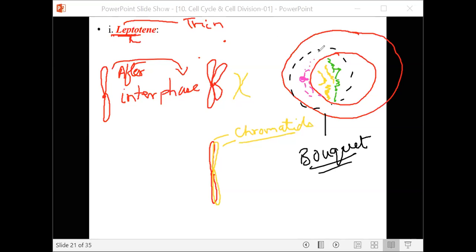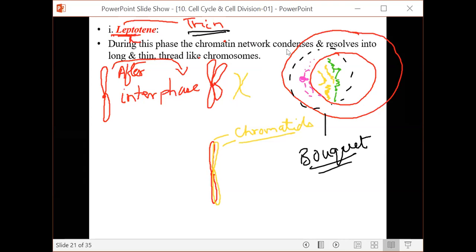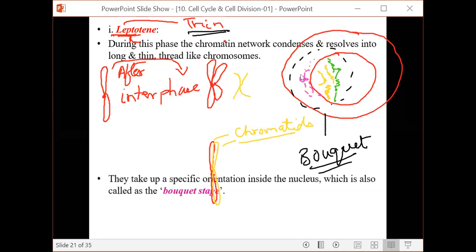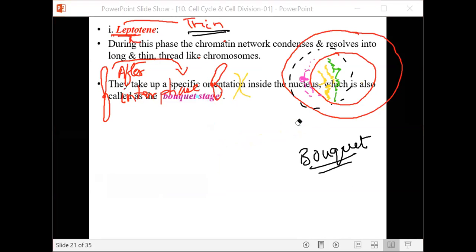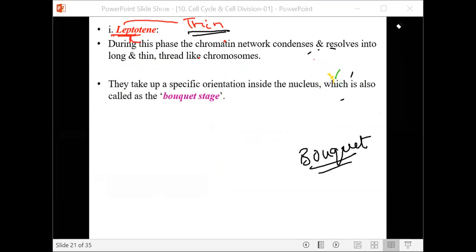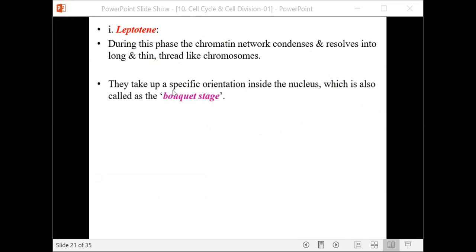So in leptotene, what is happening is the chromosomes are formed. They appear very thin, so the name given is leptotene, meaning thin. So what is happening during this phase? The chromatin network condenses and resolves into long thin threads like chromosomes. Since they appear very thin, hence the name leptotene.